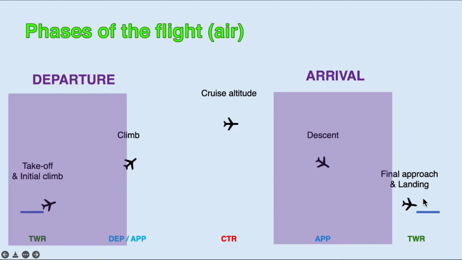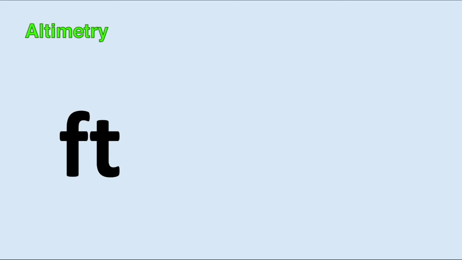So let's talk about altimetry. Let's talk about height. Let's talk about the vertical distance. Let's talk about units. So how are the heights measured in aviation? Of course, maybe you already know it from the previous video, but when we talk about vertical distance, we're talking about feet. The foot is the standard unit for measuring the vertical distance, and I will show you the conversion here. Approximately 1 meter is 3 feet.